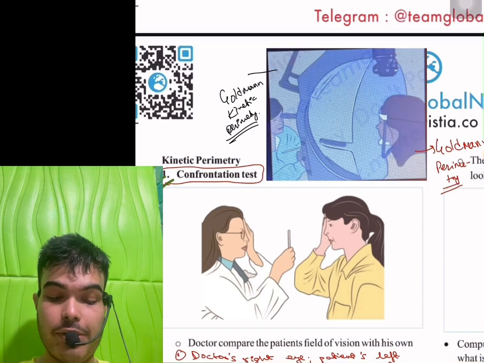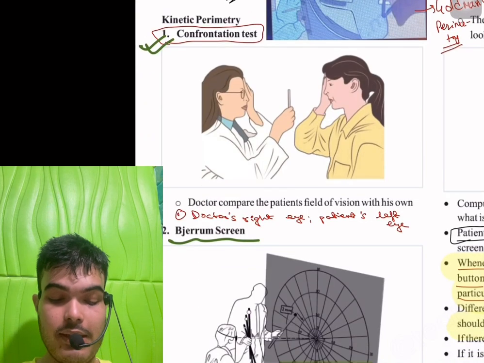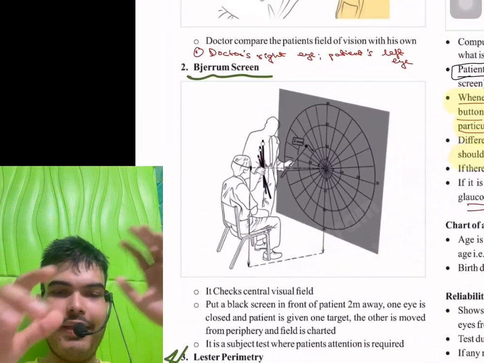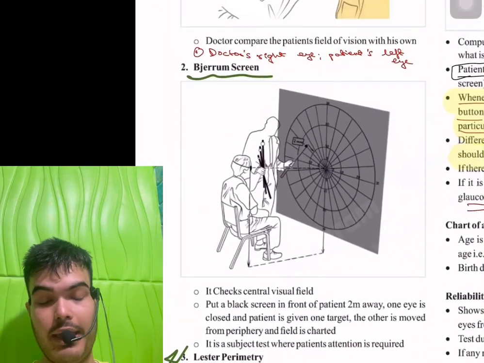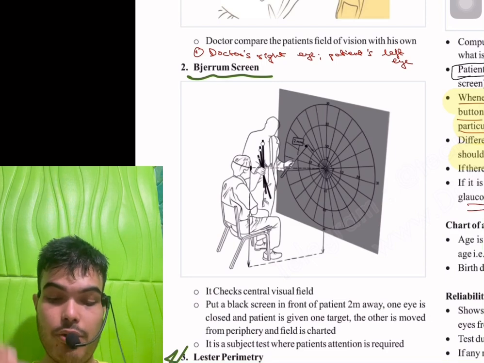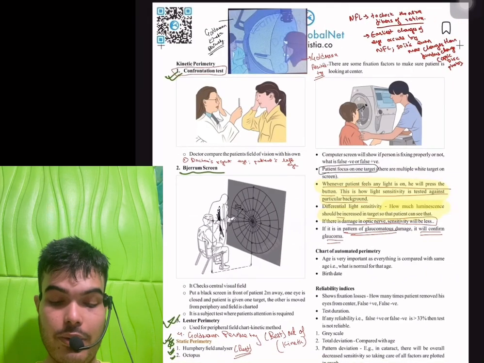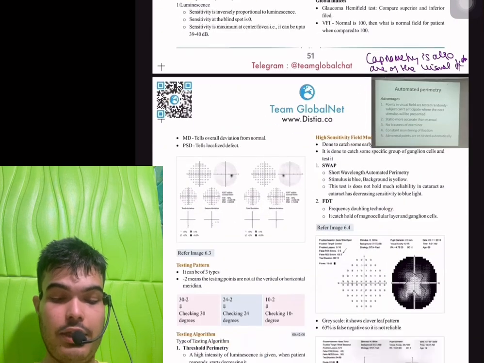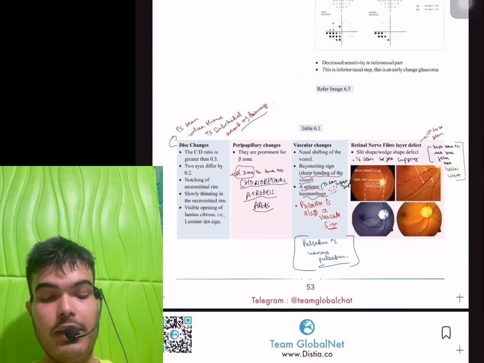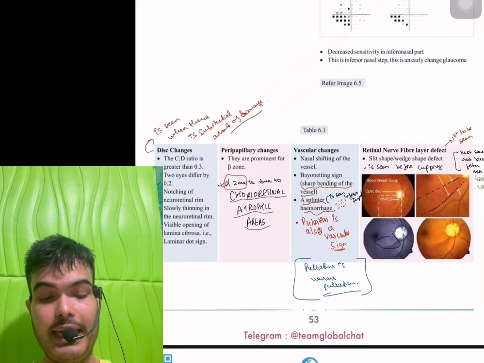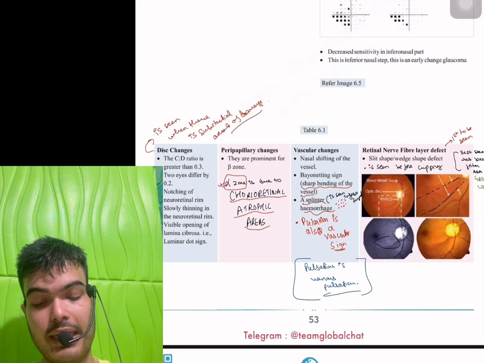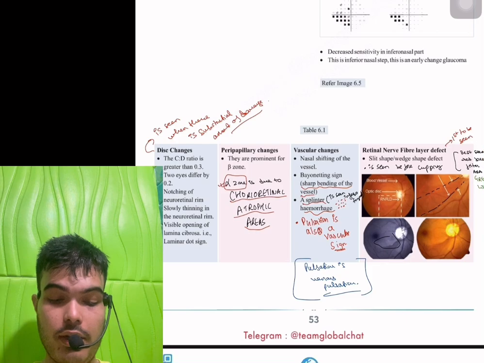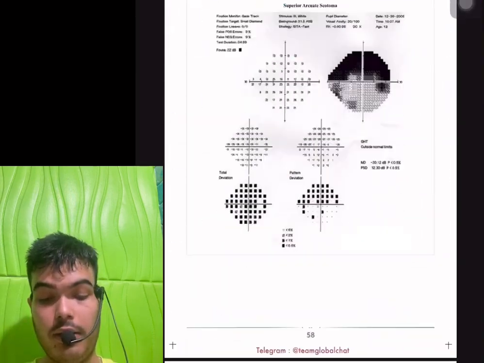You can also go for the Bjerrum screen, and the test done in UCMS is the Lister's perimeter, somewhat like this, but there's no big screen. They have the Lister's perimeter, move along, and chart it on A4 size paper, and you have to paste it in your physiology practical. Now let's talk about the changes in a tabulated form. If there's a question to write about the changes you see in glaucoma, just paste this and you'll get good marks in the exam. Finish.